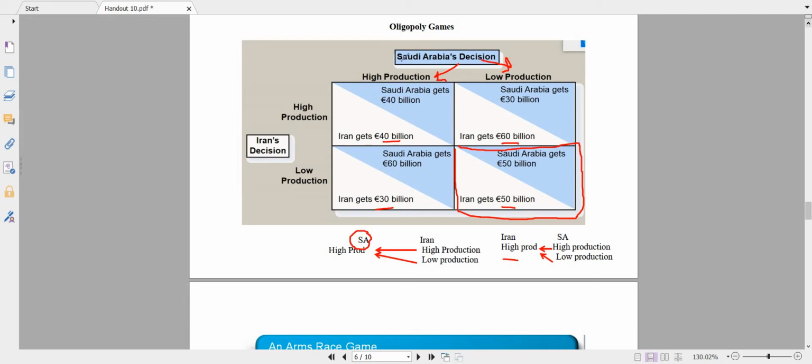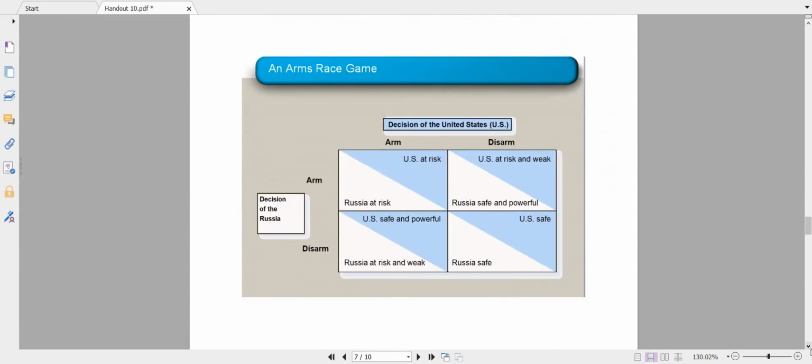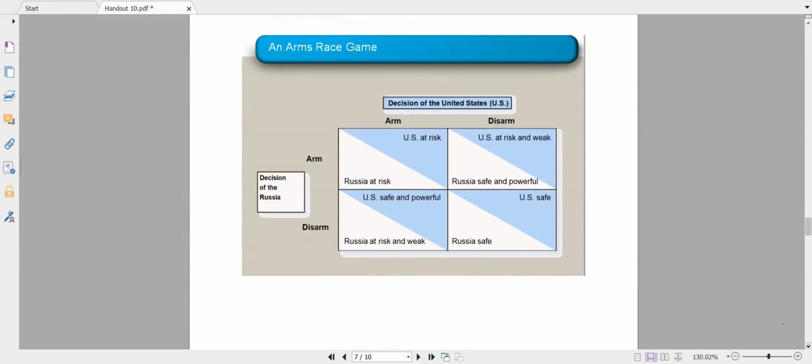So both will end up with high production, and both will end up making a profit of $40 billion. So this was one application of how an oligopoly ends up making its production decision based on strategic thinking. Then there is another game which is themed as the arms race game.